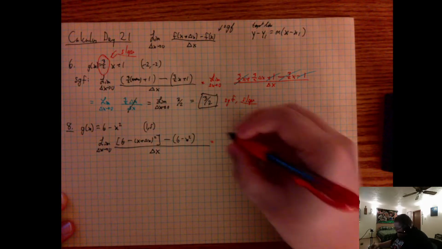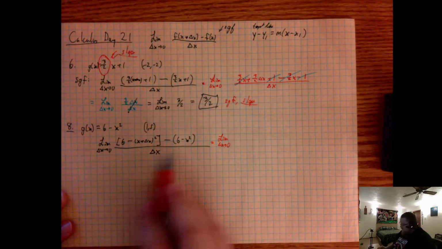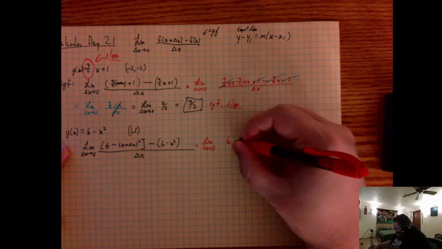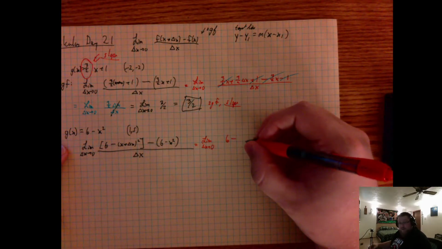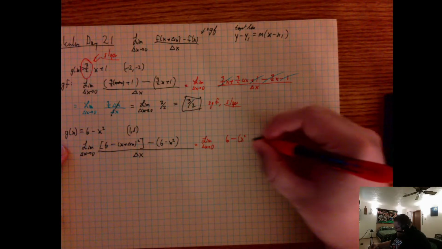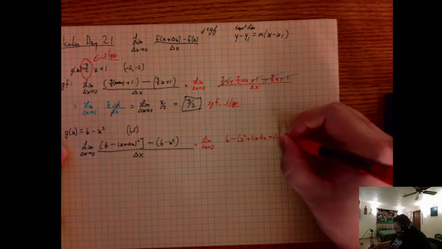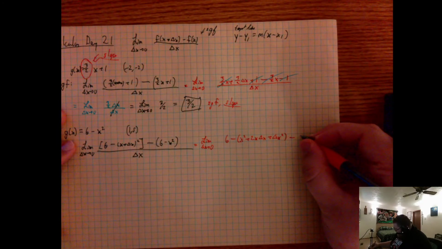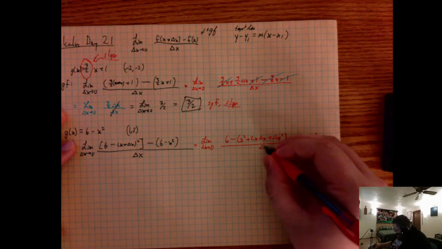Alright, let's do some algebra. The limit as delta x approaches 0. Again, if I plug this in, I don't get a solution, so I know I need to keep going. I'd have 6 minus, okay, x plus delta x squared. I can use the perfect square formula from Algebra 2 and College Algebra, which would tell me that this is x squared plus 2x delta x plus delta x squared, minus 6 plus x squared all over delta x.